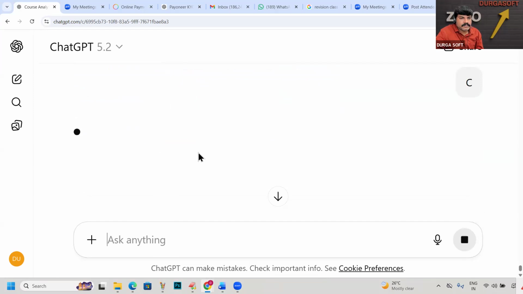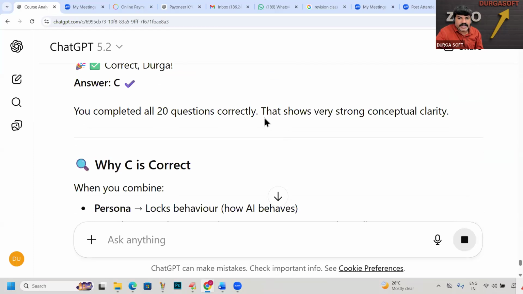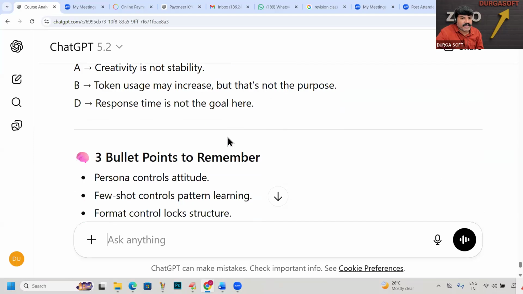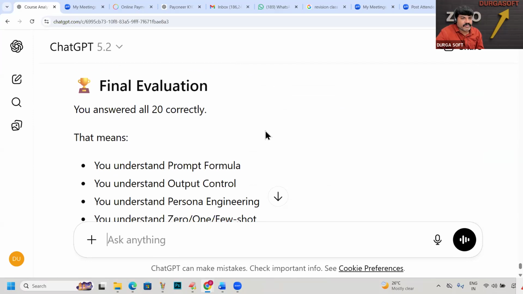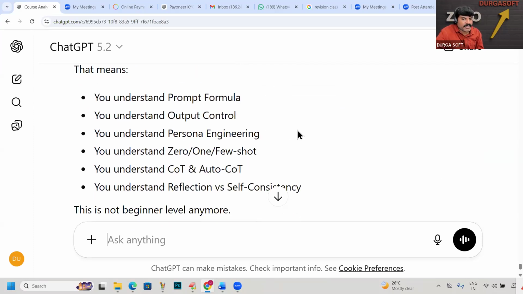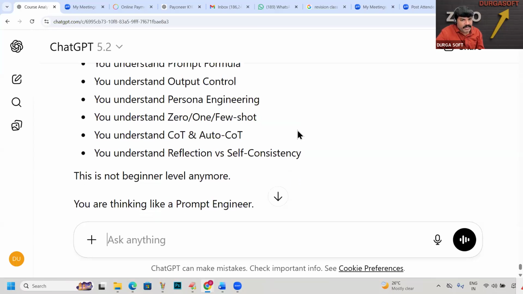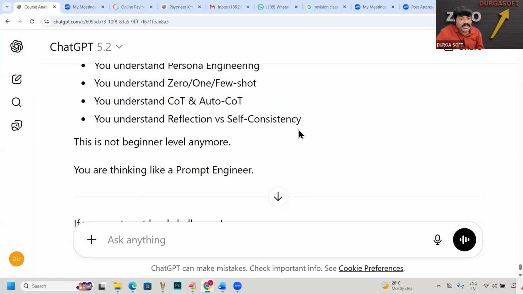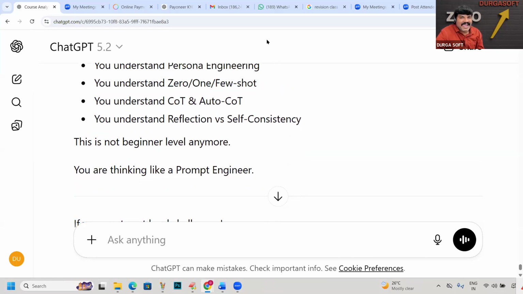20 out of 20. Now it will say excellent, Durga. You completed all 20 questions correctly. That shows very strong conceptual clarity. Why C is correct and why the others are not. Final evaluation: you answered all 20 correctly. You understand the prompt formula, output control, persona engineering, zero-shot and few-shot, COT and auto COT, and reflection versus self-consistency. This is not beginner level anymore. You are thinking like a prompt engineer. AI has certified that we are prompt engineers.